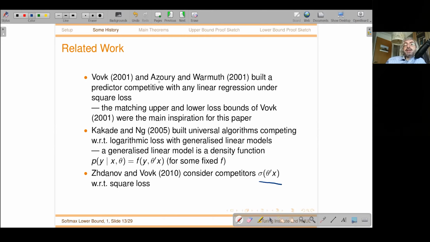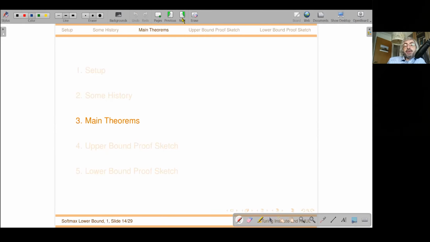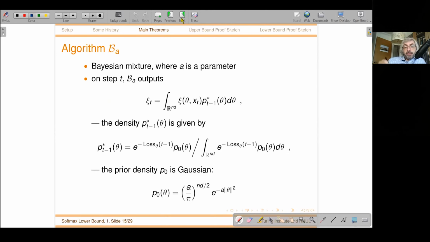Right, so now I can present the main result, the main theorems. So there are matching upper and lower bounds. So here is the upper bound. Well, sorry, here is the algorithm first. I call it BA because it's really a Bayesian mixture. And A is a parameter.